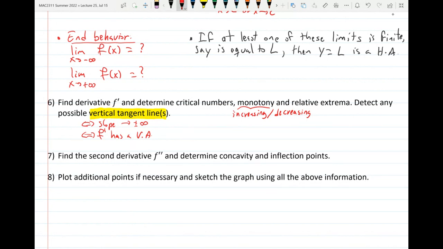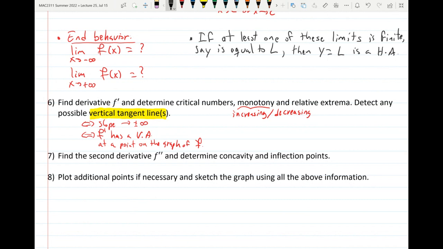Okay. So the slope approaches positive or negative infinity, which is the same thing as saying that f prime has a vertical asymptote, and the point on the graph of f is important. If the point is not in the domain of f, then we don't care about it. Okay. So this is important.